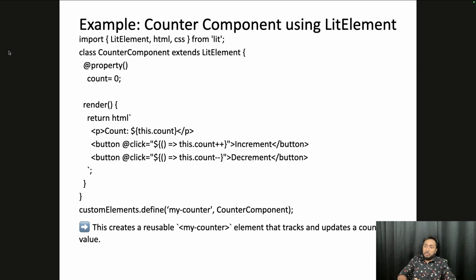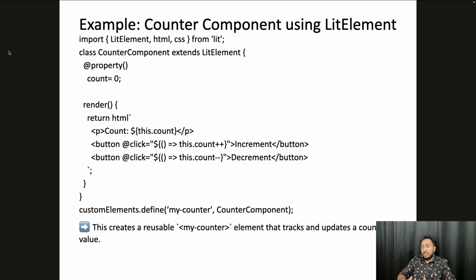we add the properties, which kind of act like state variables, and we can change them, and then re-rendering will occur. Inside the render part, we render our HTML or whatever we need to render, and that's it. We can just create a custom element by defining the name of the component and the component. Here we have defined a component called myCounter. This creates a reusable myCounter element that can update the counter value.